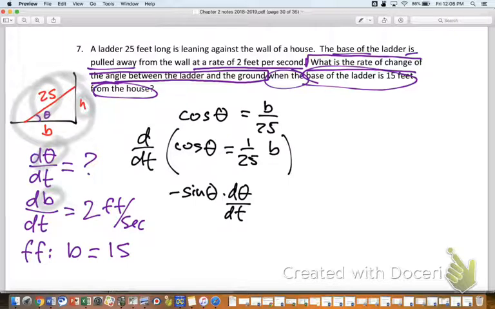Equals, what is d/dt of 1/25th b? Times the chain rule factor, db dt. Remember, the chain rule factor will never go away. We will always have to think of the chain rule factor. And in some cases, the chain rule factor is just 1, and so it doesn't really matter. In this case, obviously, it's not 1, so it does matter.